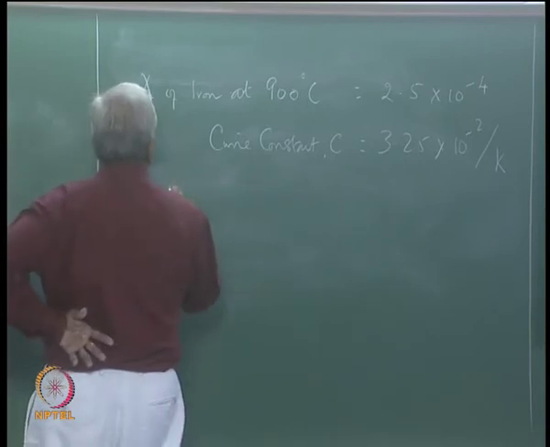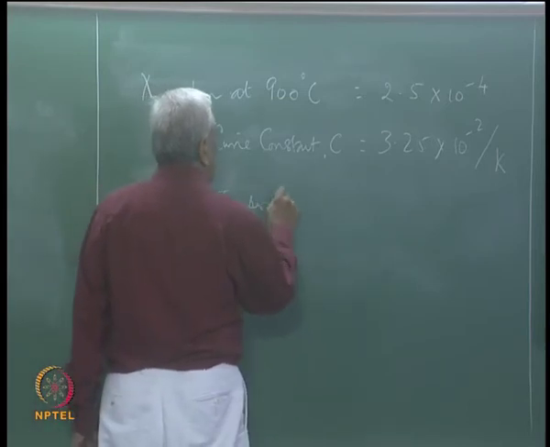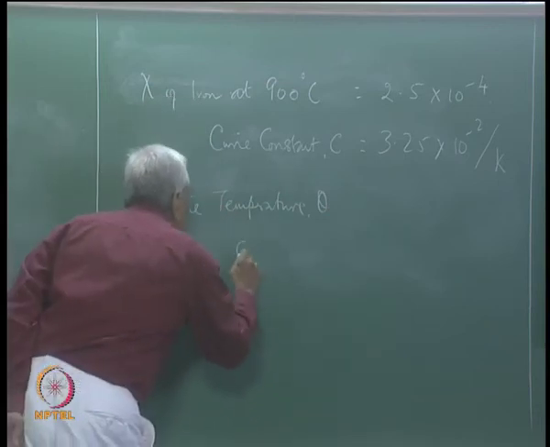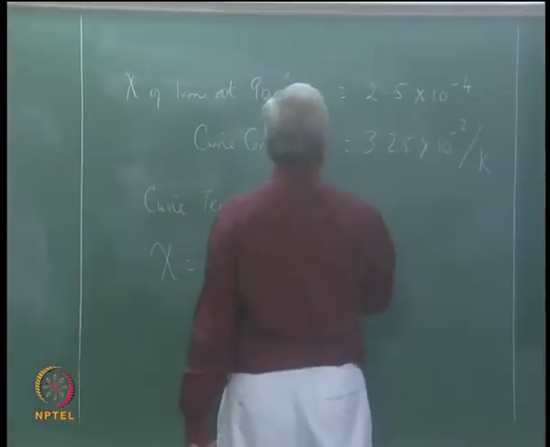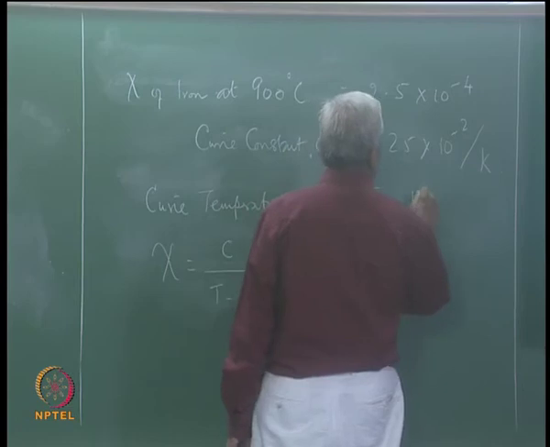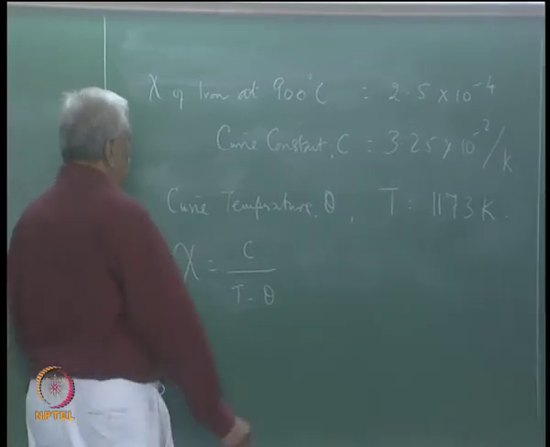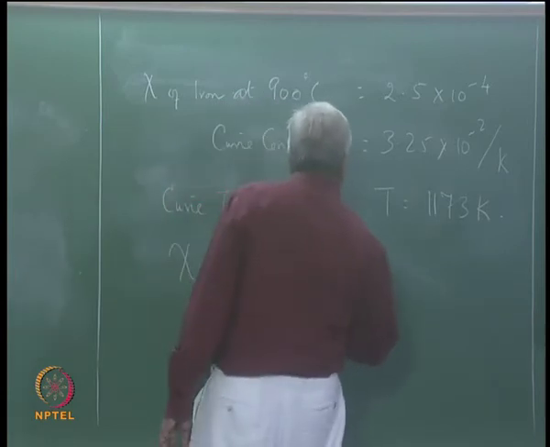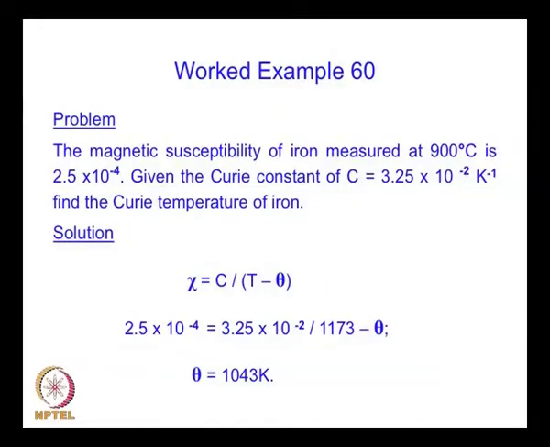We are asked to find the Curie temperature, for which the standard symbol is theta. In the expression for the susceptibility, and we are told that the temperature is 900 Celsius, which is 1173 Kelvin. So, substituting here for chi, C and T, we get theta as 1043 K. So, the Curie temperature of iron is 1043 Kelvin.